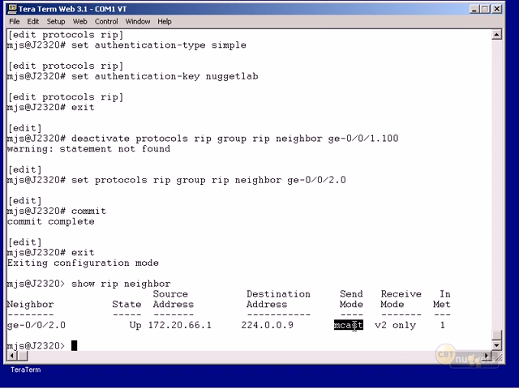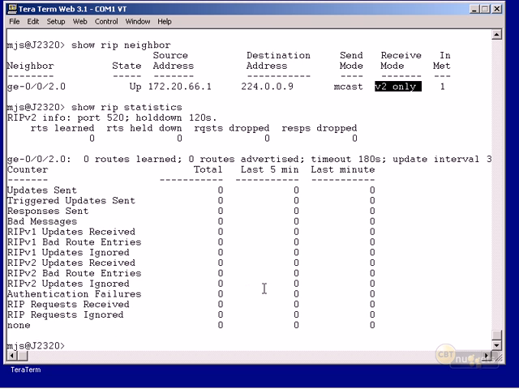We're sending in multicast, and we're receiving version 2 only, and the metric of 1. So that's pretty interesting. If I do show RIP statistics, no statistics there, because my other peer, the 2350, hasn't been brought up yet. It hasn't been configured yet.